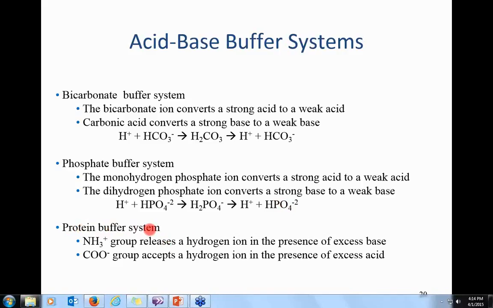And the protein buffering system comes from the individual amino acids. The NH3 group can release hydrogen ions, and the COO group can accept a hydrogen ion.